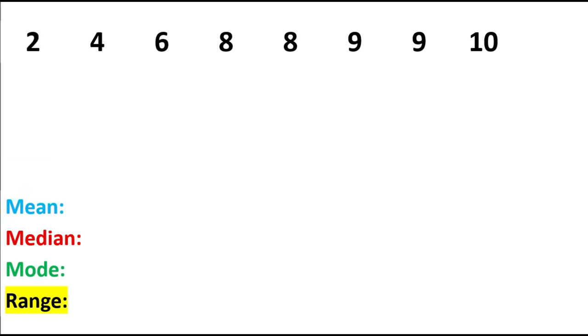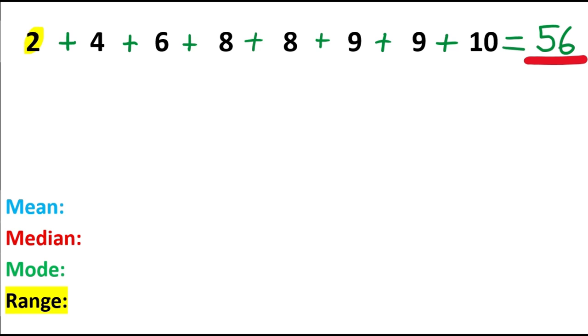To find the mean, you got to add them all up, then divide the sum by the number of numbers. Boom. And just like that, I've added up all of the numbers, and they equal 56. Now, what do we do with this 56? Well, you have to divide 56. So I'm going to put a little line underneath it to indicate division. We got to divide 56 by the number of numbers. So how many numbers do we have in this data set? 1, 2, 3, 4, 5, 6, 7, 8. So what you're going to do is you're going to divide 56 by 8.